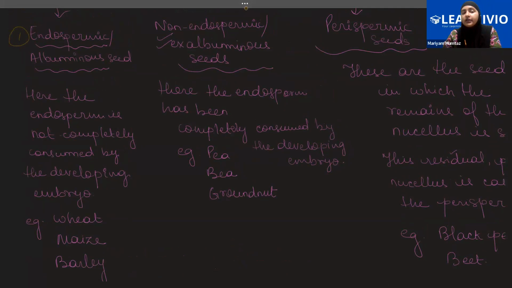Then there is non-endospermic or ex-albuminous seeds. Here, the endosperm has been completely consumed by the developing embryo. So during the developmental process, the embryo completely consumes the endosperm, deriving all the nourishment from it, and grows. And that happens in the case of pea, bean, and groundnut.